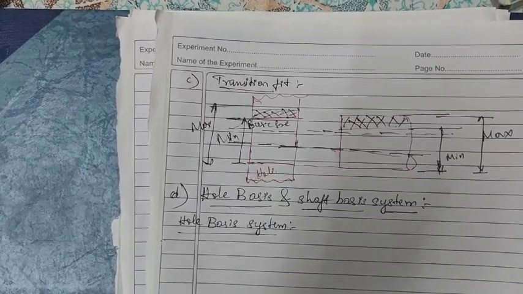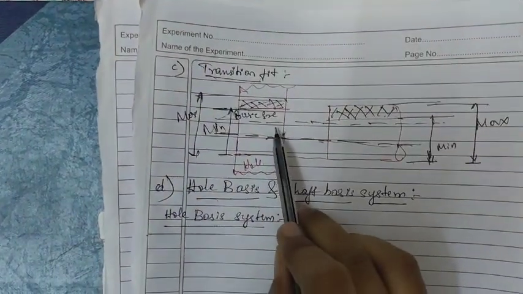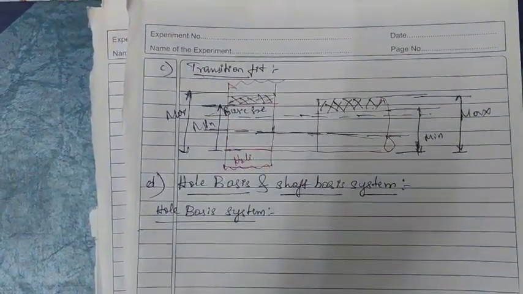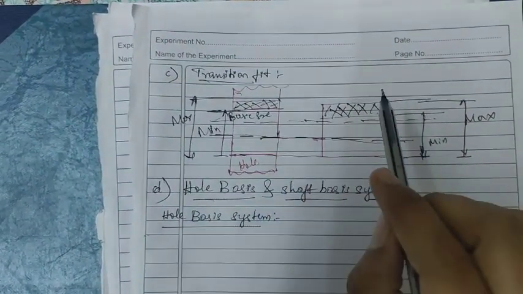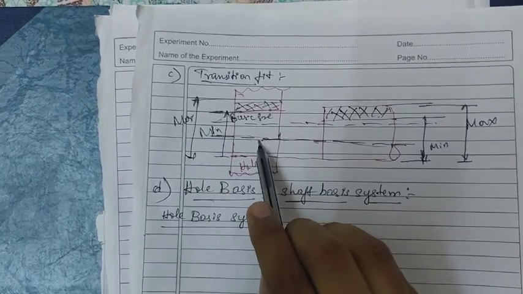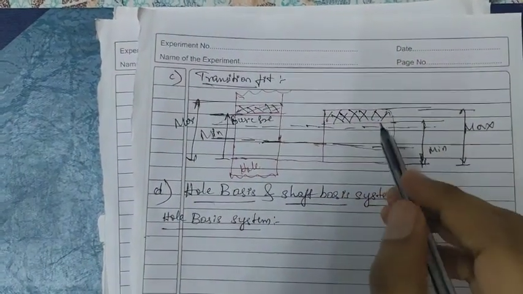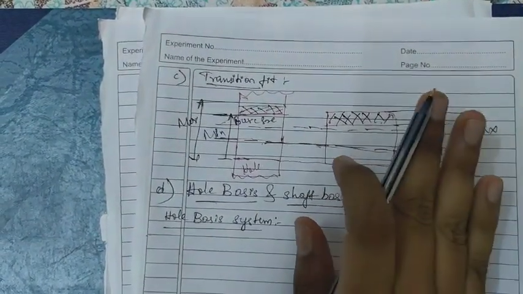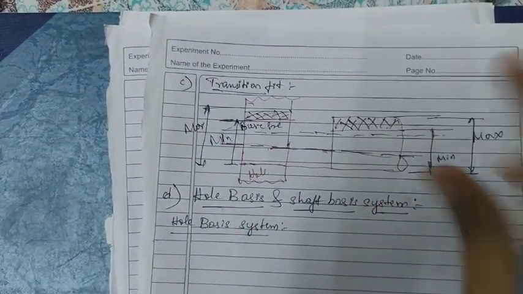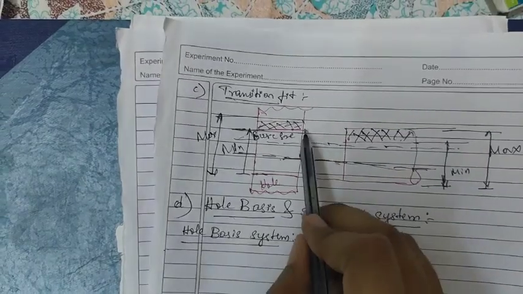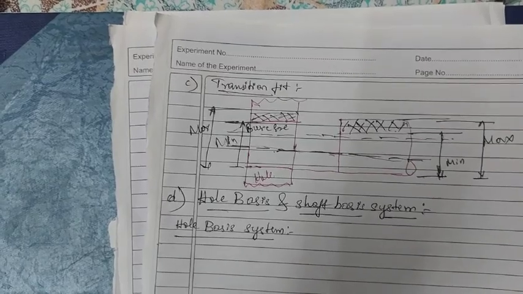The largest diameter of the hole is greater than the smaller diameter of the shaft, but the smaller diameter of the hole is smaller than the larger diameter of the shaft. That is the main difference of the transition fit. Okay, one more time I will repeat. In this type of fit, the largest permissible hole diameter is greater than the smaller diameter of the shaft, but the smallest diameter of the hole is smaller than the larger diameter of the shaft. That is very important. So our representation is like this. By seeing the figure itself we come to know.